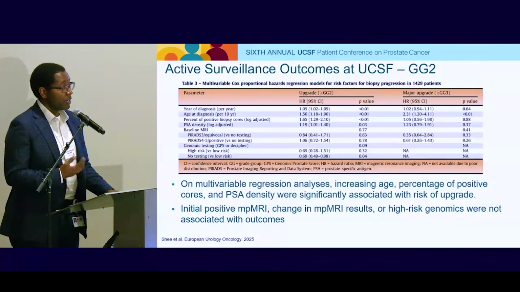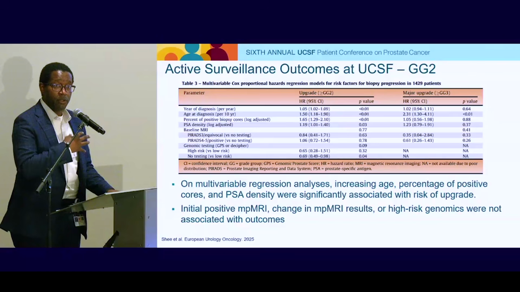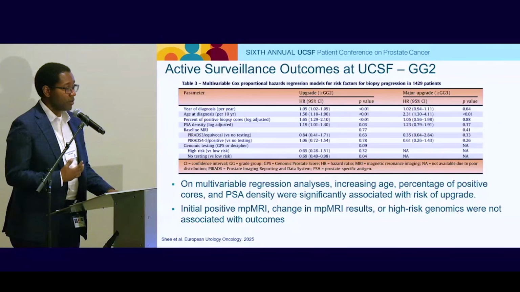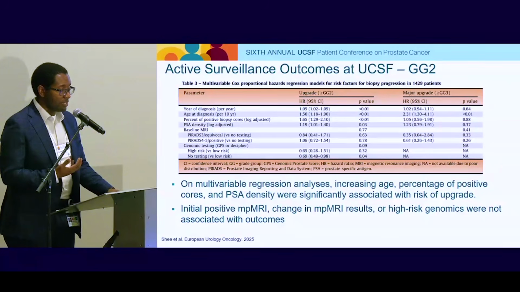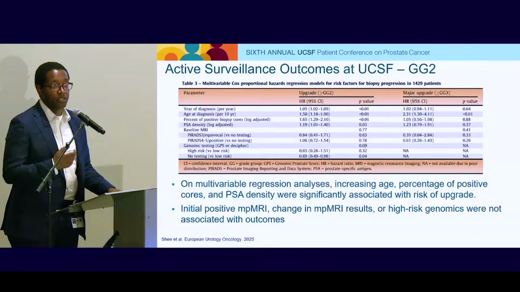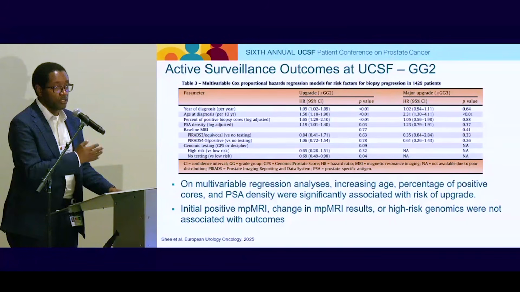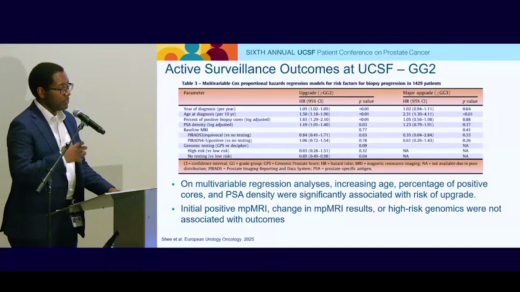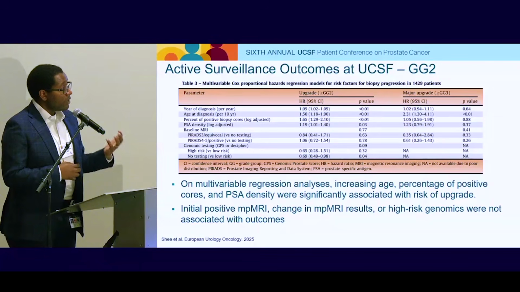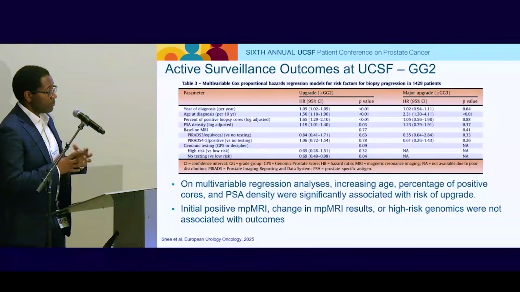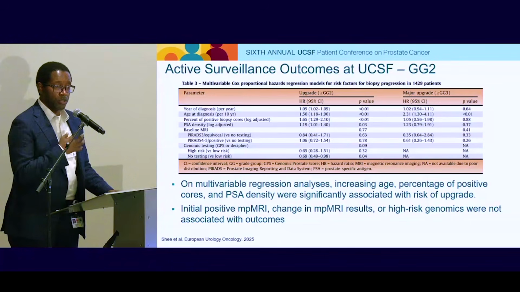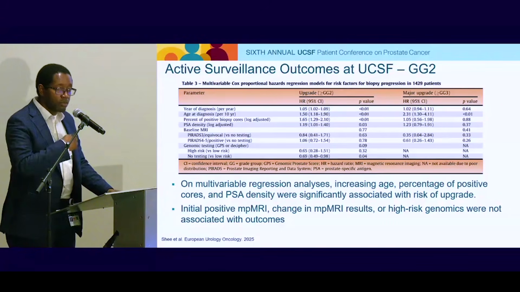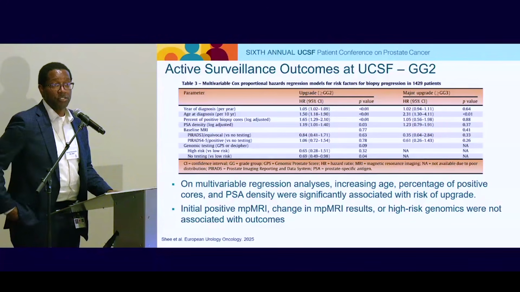We looked further at grade group 2 disease, so those who have a biopsy showing Gleason 3+4. And we saw that, again, age, percentage of positive cores, and PSA density were all factors that help us understand who may be at greater risk of needing to transition from active surveillance to treatment. Other things that we use to understand the burden of disease, MRI, changes in MRIs over time, or genomic testing, testing the DNA of the tumor itself, were not things that were immediately associated with our changes in our outcomes.